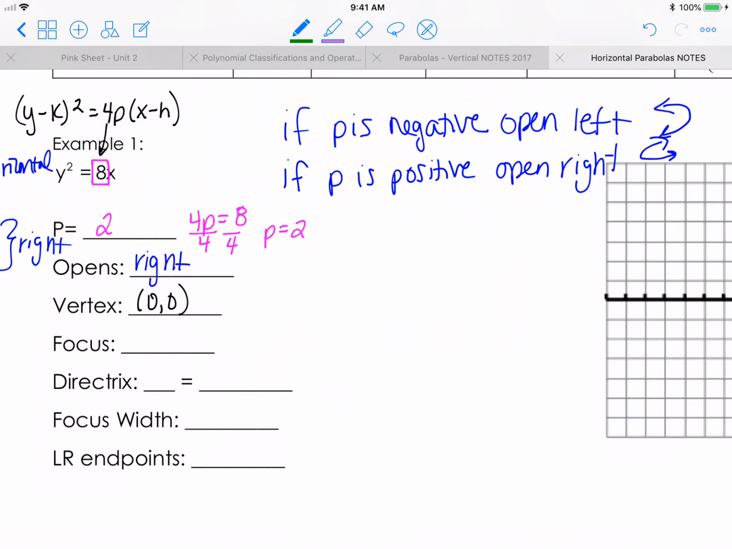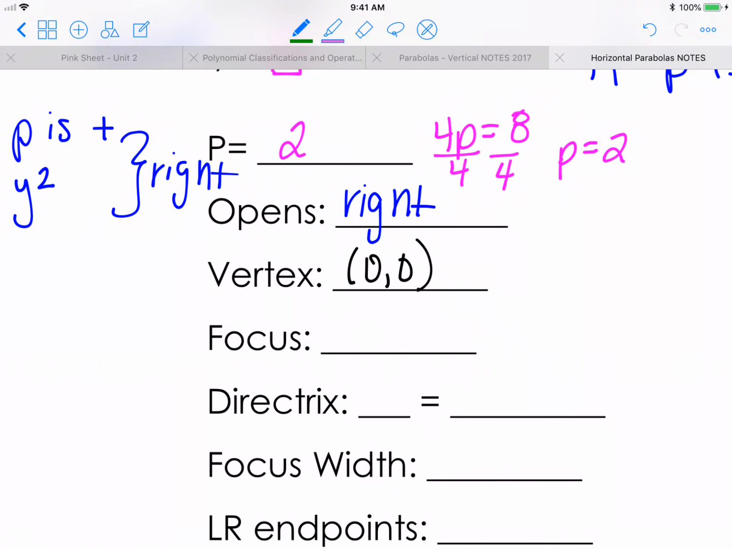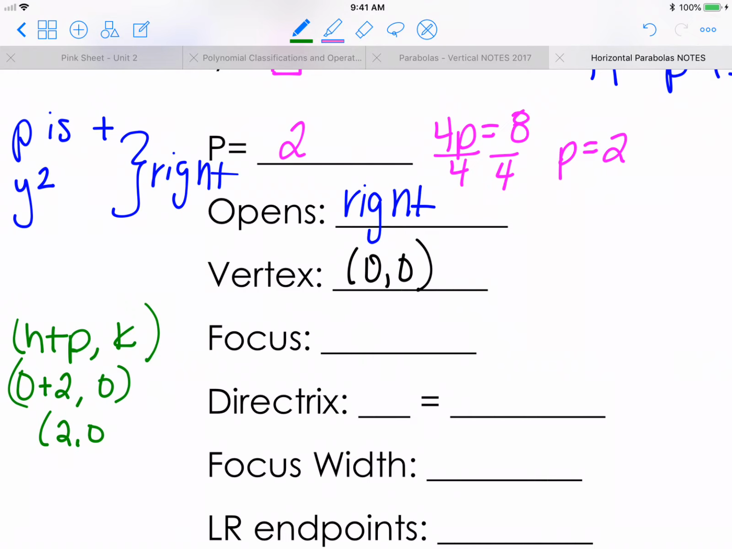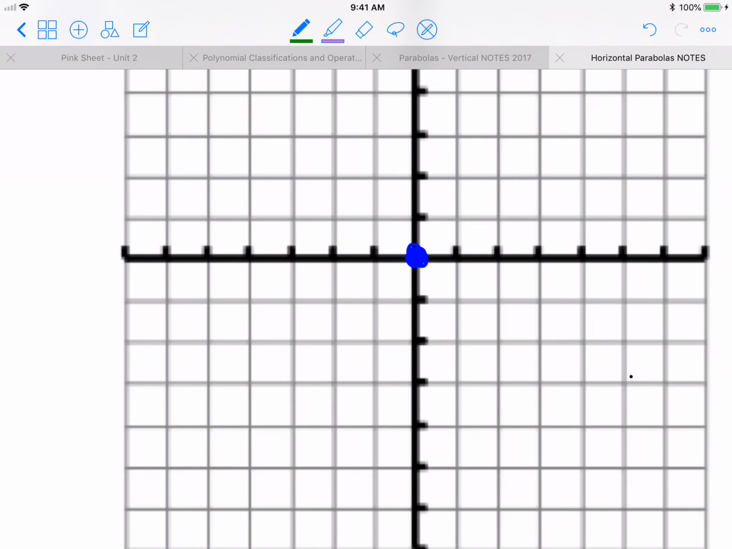Okay, so now for your focus. If you're following along with your chart, your focus says that it is h plus p comma k this time. So instead of h comma k plus p, it's going to be h plus p. So your h is 0 plus your p is 2, comma your 0. You're going to get 2 comma 0. So let's go ahead and graph that. And notice your focus now is on the right side of your vertex, which is exactly what we need. Because we're going to be opening right, we need the focus inside of our parabola.